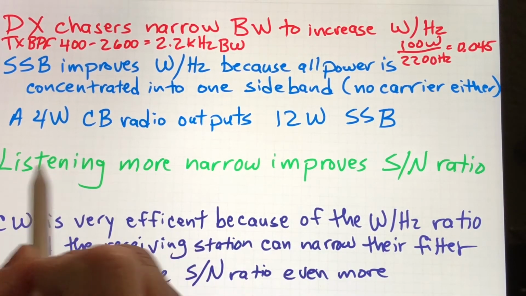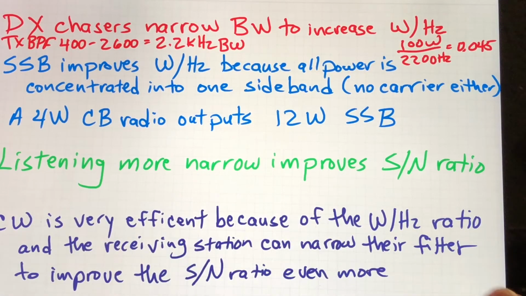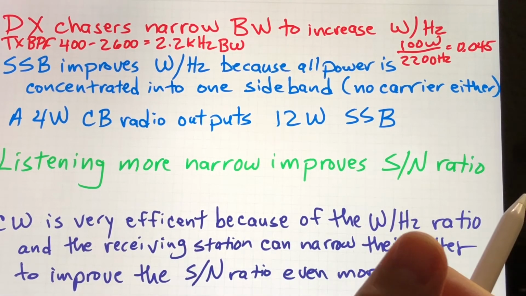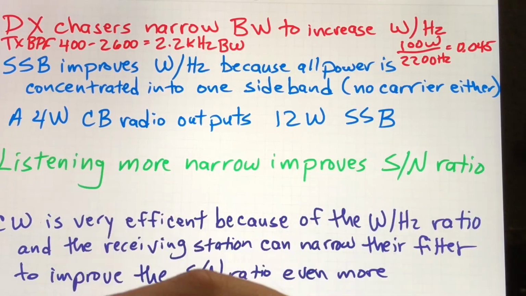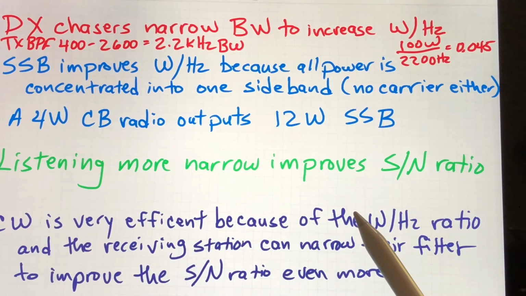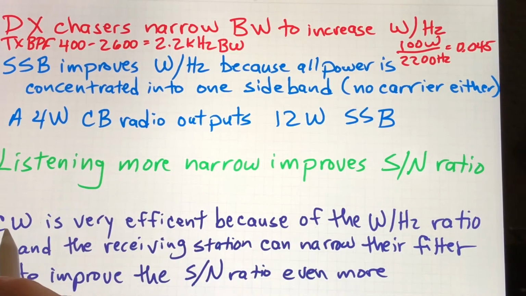But just remember, listening more narrow improves the signal to noise ratio. Like I showed you in the beginning of the radio, we narrowed it down. We knocked the noise floor down some, but yet we heard them, and to my ear, we heard them with more clarity.